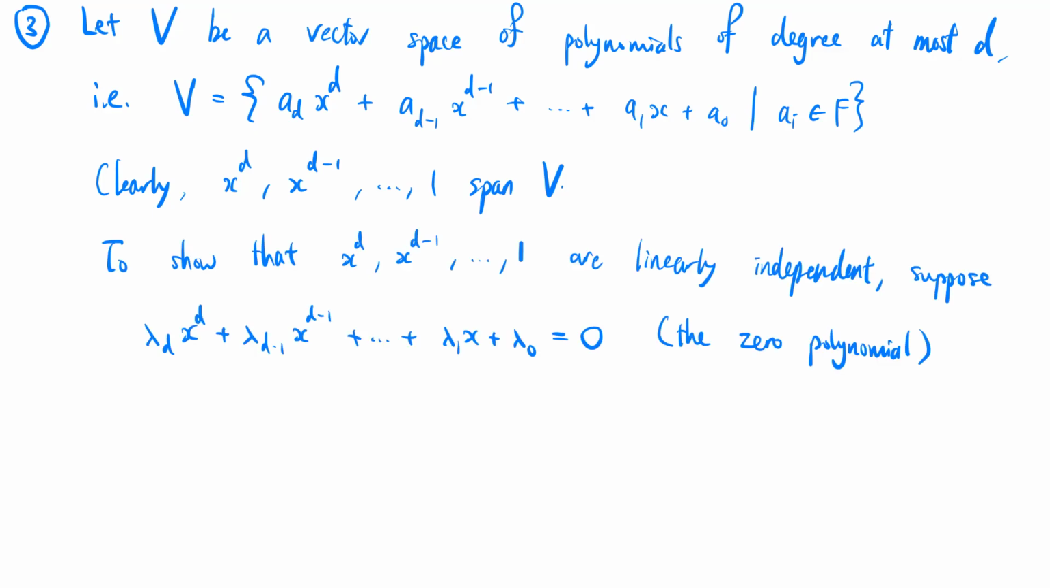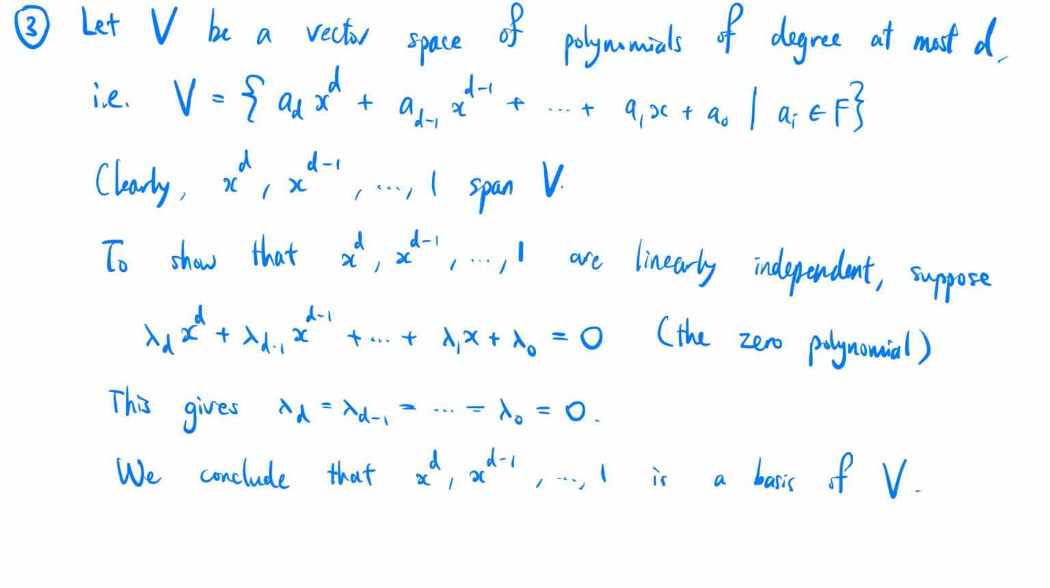To show that x to the d, x to the d minus 1, up to 1 are linearly independent, suppose lambda d times x to the d plus lambda d minus 1 times x to the d minus 1 plus up to lambda 1 times x plus lambda 0 equals the zero polynomial. Since this polynomial must be equal to 0 for all values of x, we must have that all the coefficients are 0. In other words, lambda d up to lambda 0 are all 0. We conclude that x to the d, x to the d minus 1, up to 1 is a basis of V.